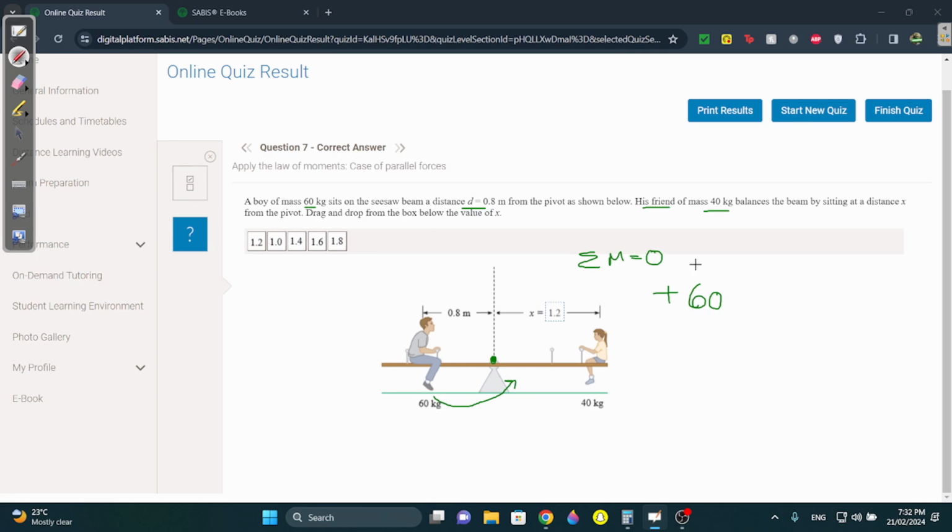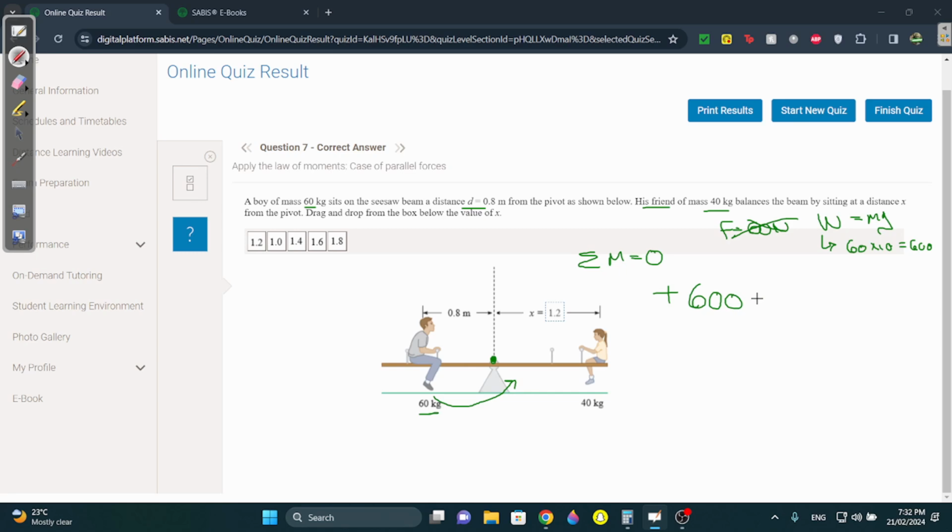If you use 60, you'll get the right answer. But if in a written part you say that the force is equal to 60 newtons, you're going to get it wrong, because the force in this case is the weight of the man, and that weight is equal to the mass times gravity, which is 60 times 10, which is 600. So anytime you have any masses, always multiply by 10.